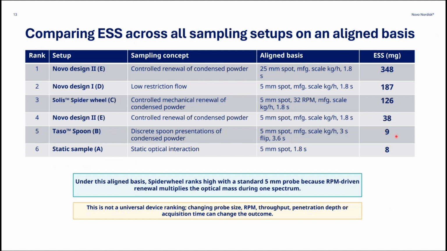But in contrast to our Teso spoon, which we also use, there's a huge upside going from the Teso spoon to the spider wheel, because the way we operate it right now gives us a quite low effective sample size of 9 milligrams, and that gives us a fairly high analytical variance in our results. It's very close to a static sample. But working with sampling devices, working with different probe geometries and different ways to operate, for example, the spider wheel really gives you a lot of control over the effective sample size.